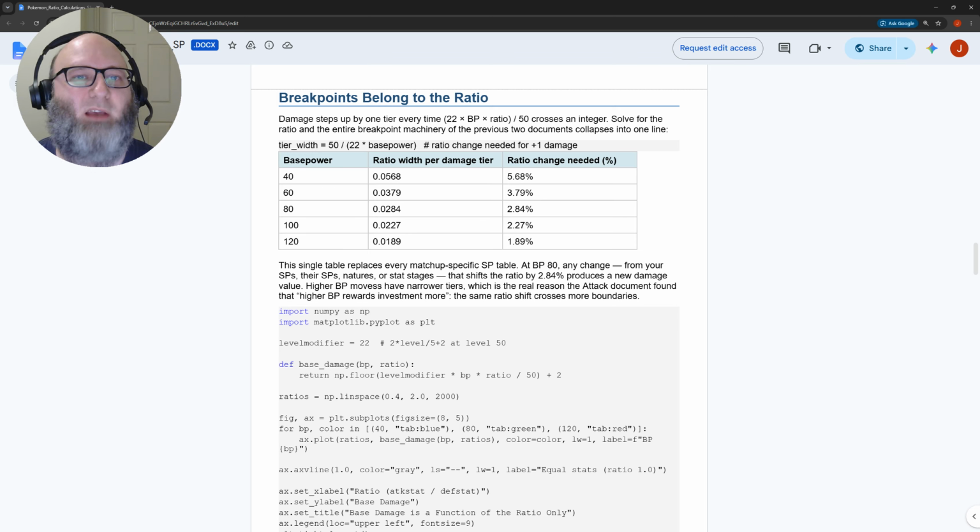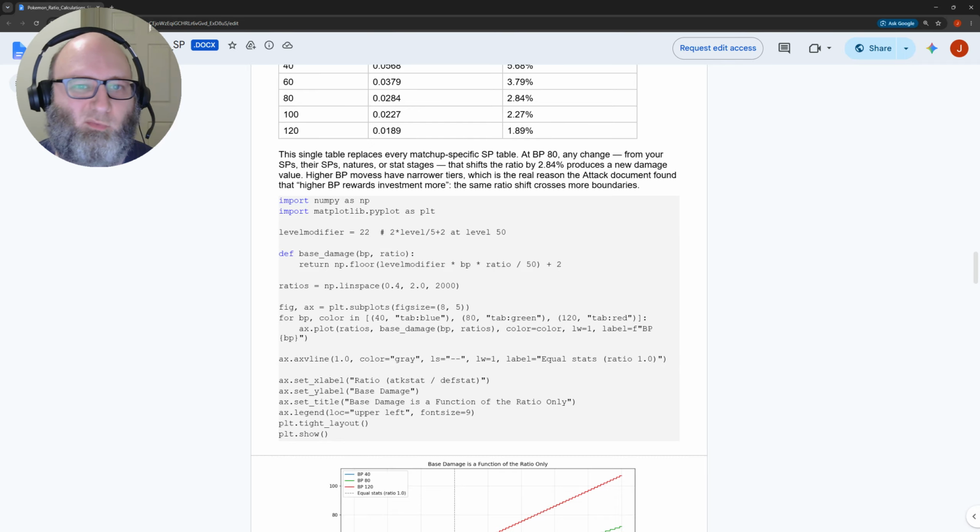So damage steps up by one tier every time your 22 times base power times ratio divided by 50 crosses an integer. So solve for the ratio and the entire breakpoint machinery of the previous two documents collapses into one line, which is your tier width, 50 divided by 22 times base power, and that's the ratio change needed for one damage.